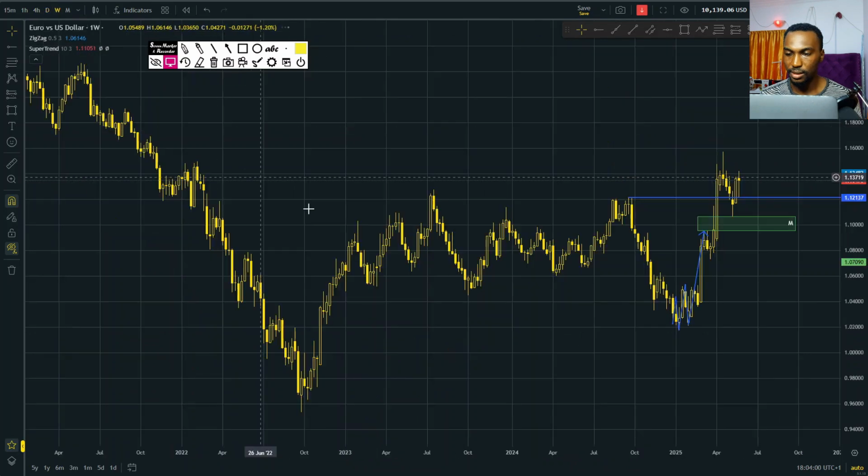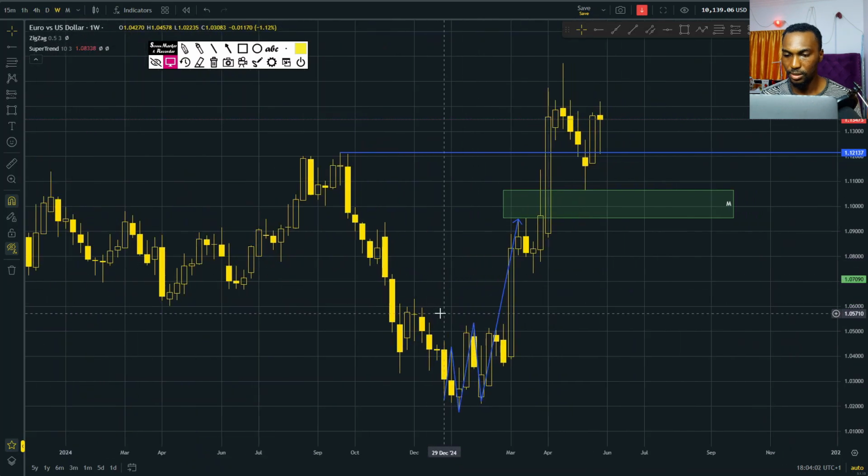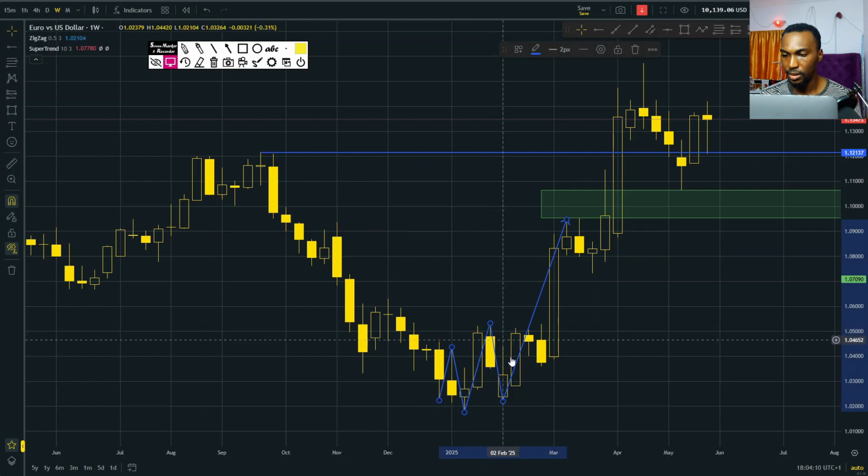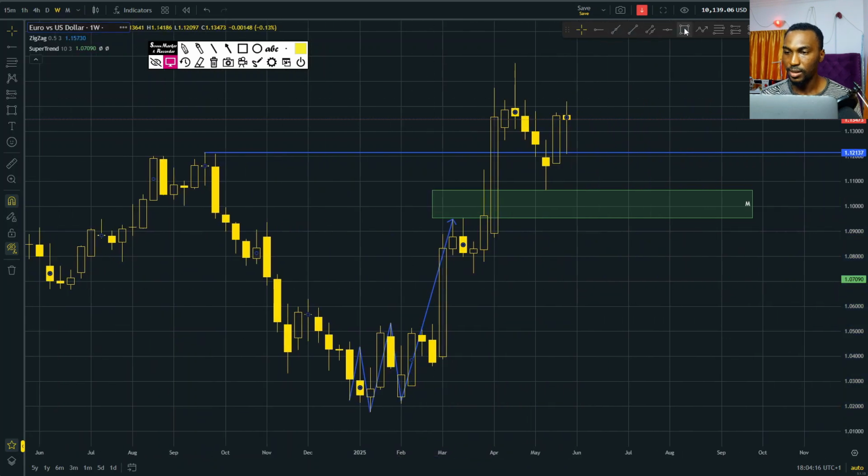Is it on the weekly? I think it's not on the weekly. Yes, it is on the weekly. Yep, it is on the weekly. So it's a low, a high, a low, a high higher than the other low, drop higher than the other low again, drop, and keep moving like that. So the DAX strategy is this.